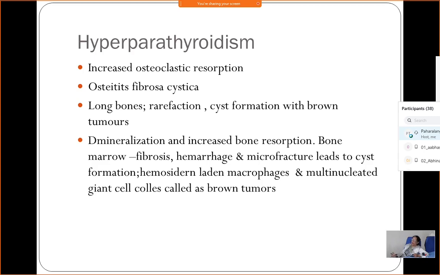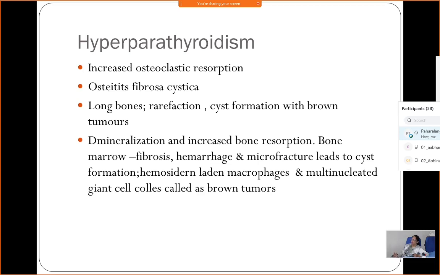So the main pathogenesis is the demineralization of the bone and increased bone resorption. Because of this, the bone becomes weak. There will be microfracture, and because of the microfracture there will be hemorrhage, and because of the hemorrhage there is inflammation and fibrosis, and that leads to formation of cysts and collection of hemosiderin laden macrophages as well as multinucleated giant cells, and the lesion becomes a brown tumor.